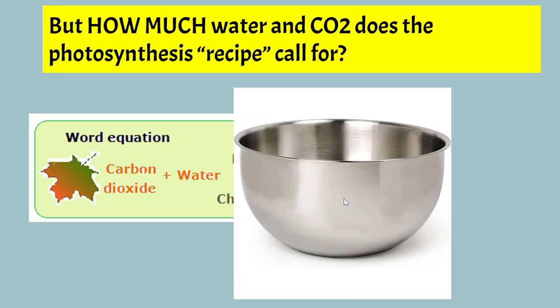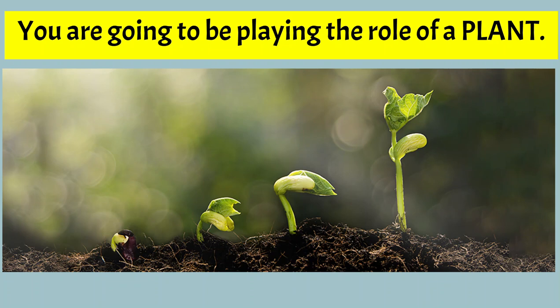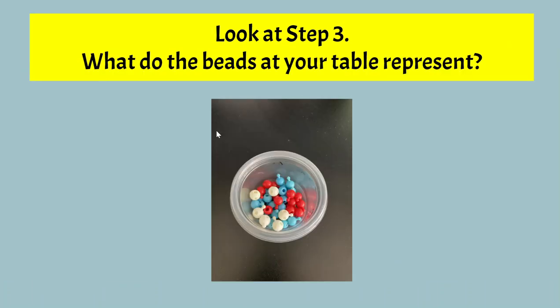All right, so of course with any recipe you need to know how much stuff you need to put in, and just in that same way the leaf is going to take specific amounts of carbon dioxide and water to create the glucose and the oxygen gas. Okay, so you're going to play the role of a plant using these pop beads. All right, in your paperwork you're going to see that you have a whole bunch of pop beads in front of you on the desk.